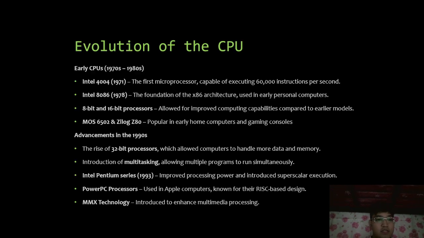Next po is evolution of the CPU. CPUs have gone through several stages of development, from early simple designs to modern high-speed processors. In early CPUs po, 1970s to 1980s, ang first po is Intel 4004 in 1971. The first microprocessor capable of executing 60,000 instructions per second.